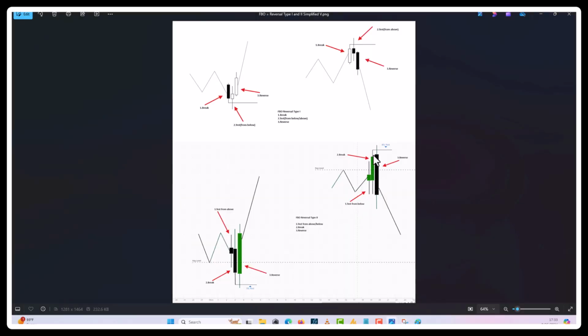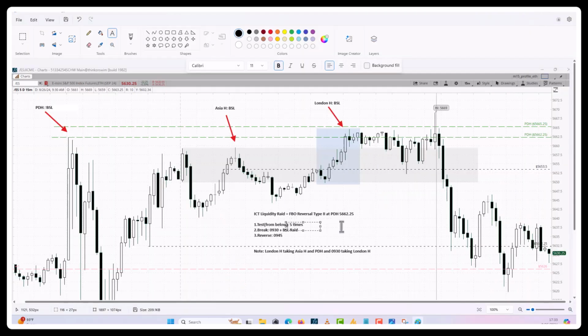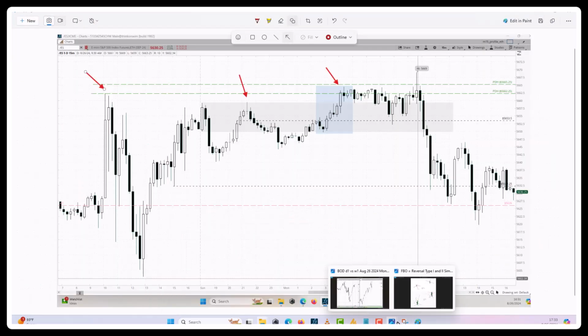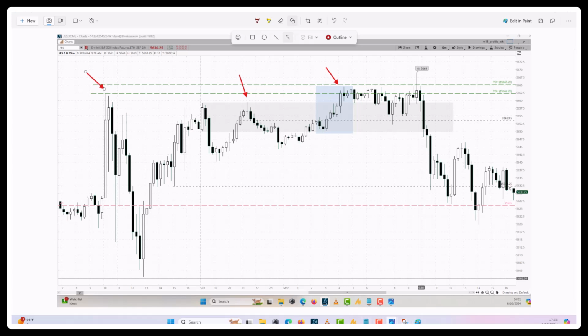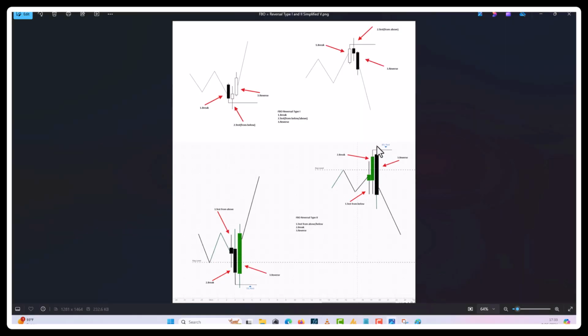Let's look again. We see the type 2 right here. You see that? It tests, it breaks, and then it reverts. That's the simplified version right here. But in our case, we have a test from below 5 times. You see? It tests 5 times right there. And then the 9:30 just breaks the buy side. So you see right here on the simplified version we do have the raid of the buy side.